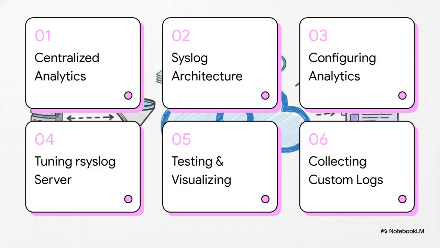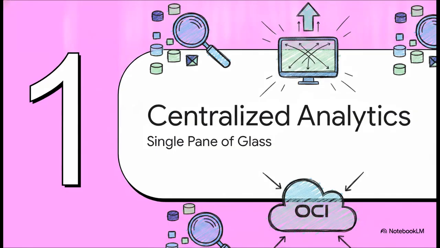Here's our roadmap for today. We'll start with centralized log analytics, move into the syslog architecture, then we'll configure OCI Logging Analytics, tune up the rsyslog server, do some testing and visualizing, and finally wrap up with collecting other custom logs. Starting off with Section 1, Centralized Log Analytics, the single pane of glass.